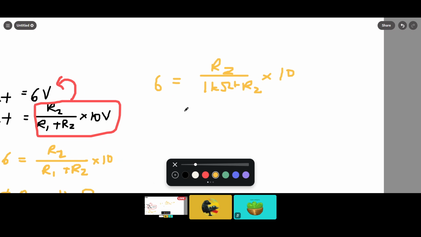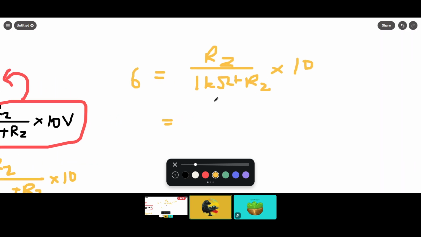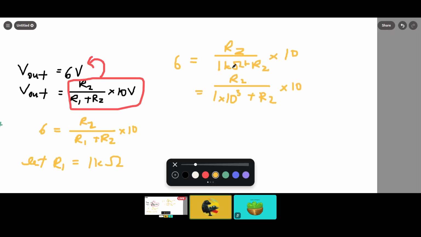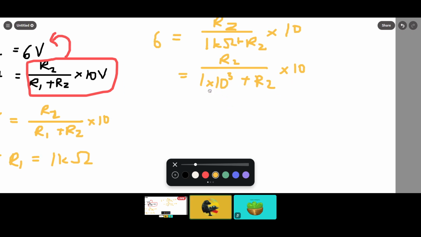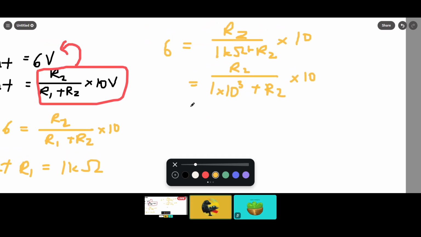I'm going to convert 1 kilo ohm to 1 times 10 to the power of 3. And I advise you to do this when you're calculating. When you see the prefix, which I've stated in the fundamentals videos, go watch that if you haven't watched it yet, you should just convert the prefix into 10 to the power 3. So anyway, I'm sidetracking. We can just do the algebra.